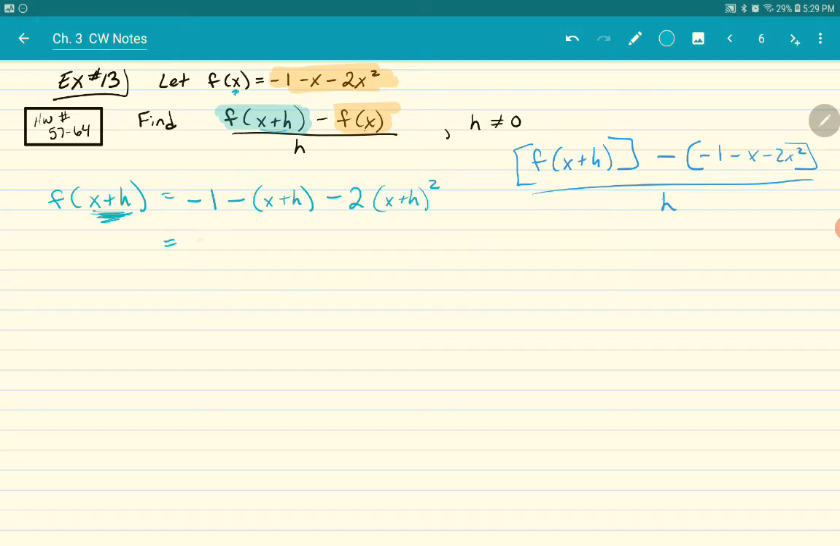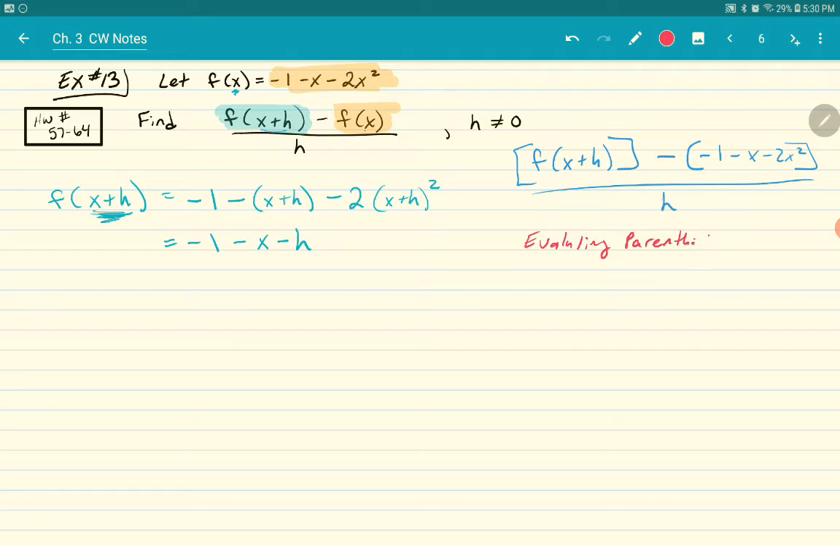And then evaluating that, I get -1. I'm going to distribute my negative to get -x minus h. And then before I can distribute that -2, I have to deal with those parentheses and exponents. So I'm going to write my steps here. Right now I'm evaluating the parentheses. I can never remember how to spell parentheses.